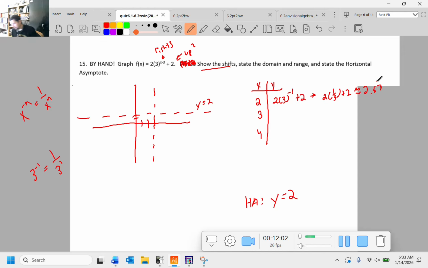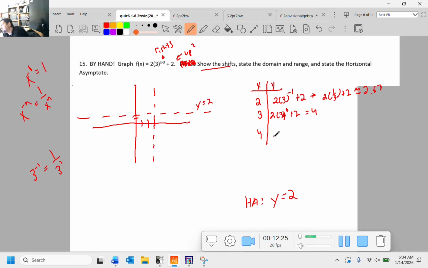I know you don't believe me. You can push buttons on a calculator, and you'll find out that I'm 100% right on this. If you plug in a 3, you're going to have 2 times 3 to the nothing plus 2. And not everybody has this down yet, but anything to the nothing is 1. 2 times 1 is 2, and then add 2 and you get 4.